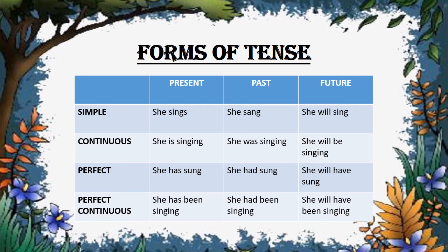Since here the verb is sing, you are using singing. If the verb is dance, you will use dancing. If eat is the main verb, then you will use eating. Whatever may be the main verb, the continuous form of that verb will be used here.